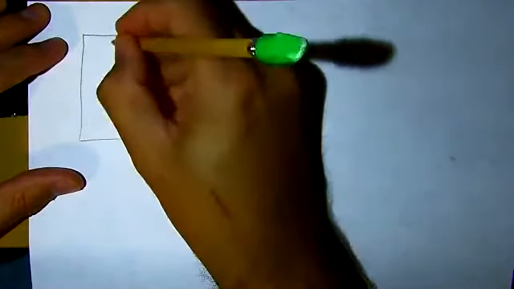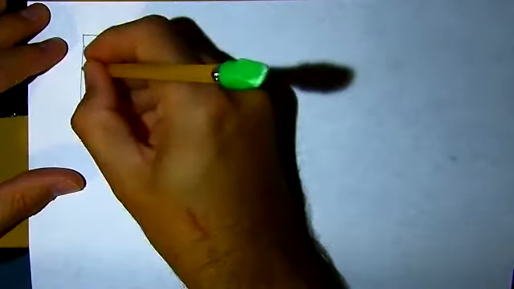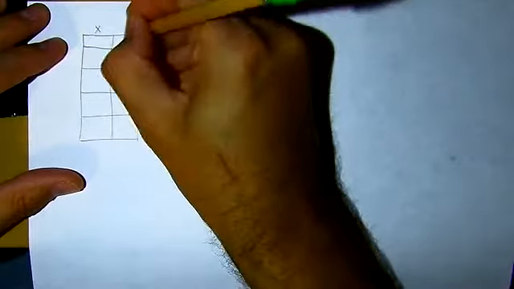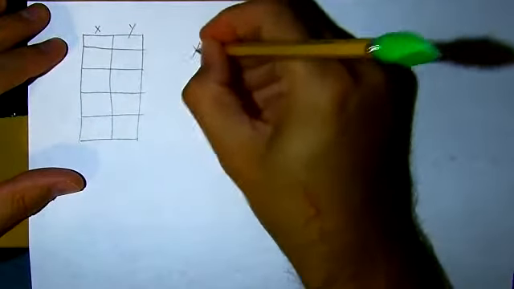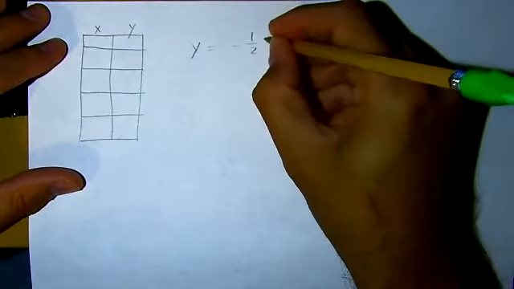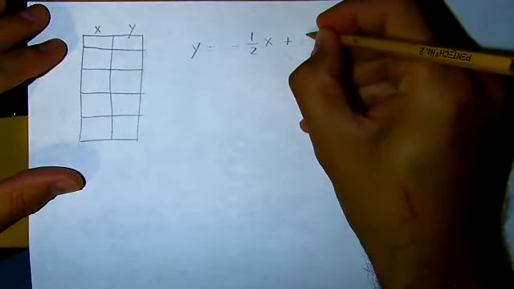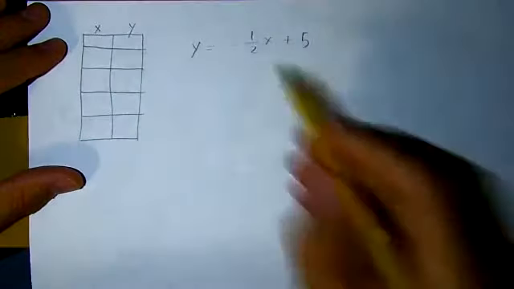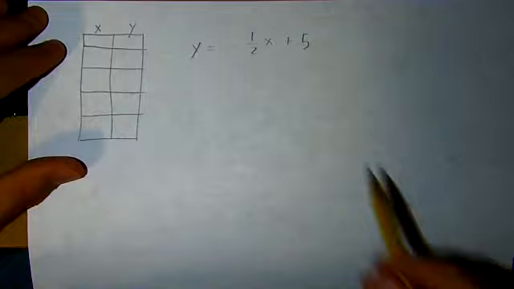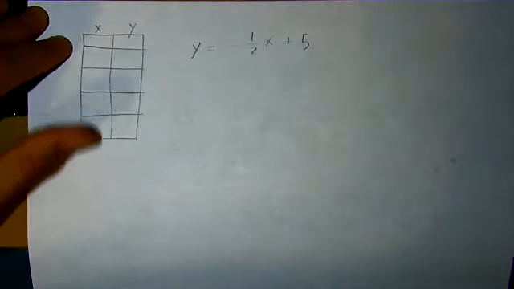More than likely, you'll get one. Let's try another input-output that looks like this. More than likely, you'll have a fraction. Could be a whole number like the other one, but probably not. You might have a negative in front of your slope.